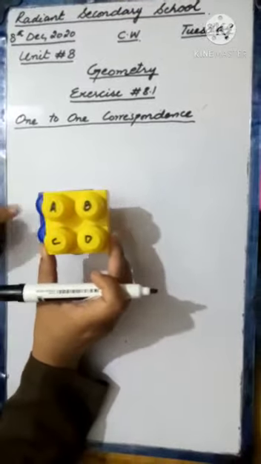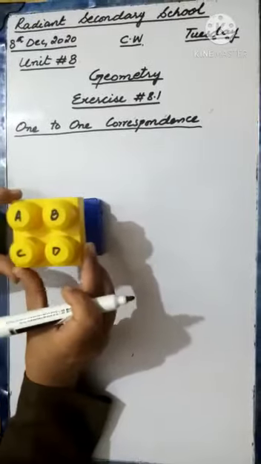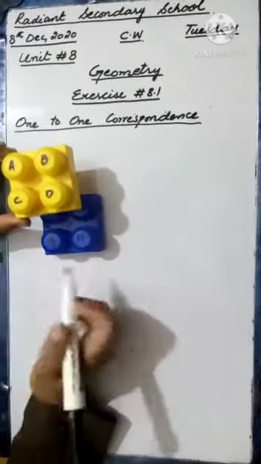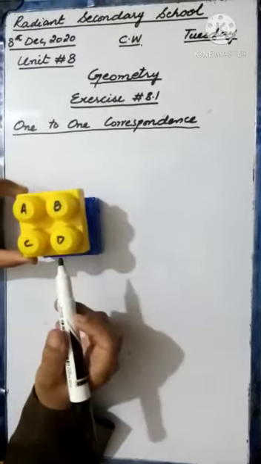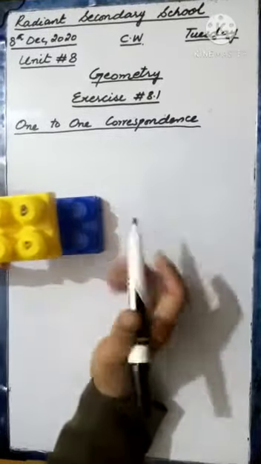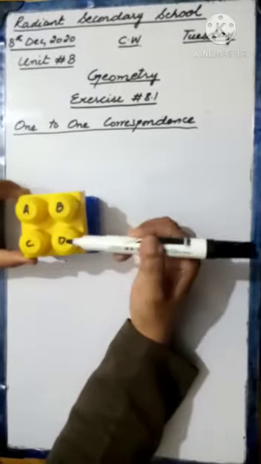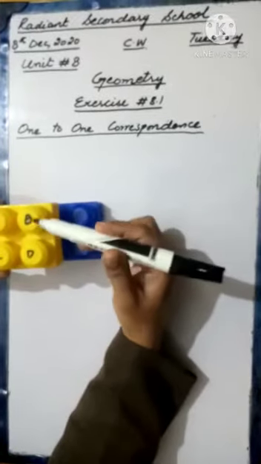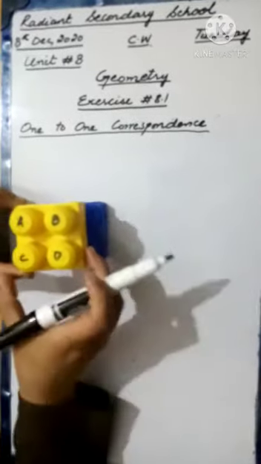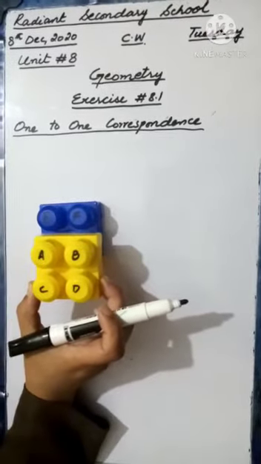So we can say that side EG is corresponding to side AC. Now look at CD. What is there? GH side. So GH and CD are corresponding sides. Now we will check this side FH. On FH, what is the side? BD. So we can say that side FH is corresponding to side BD. Similarly, side EF is corresponding to side AB.